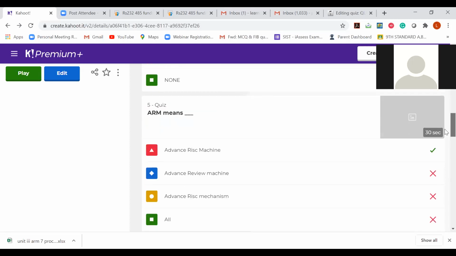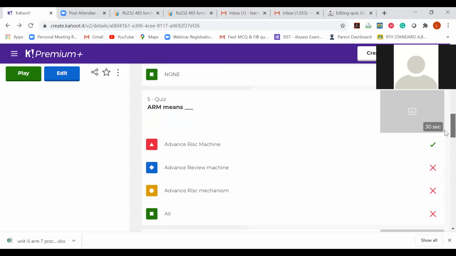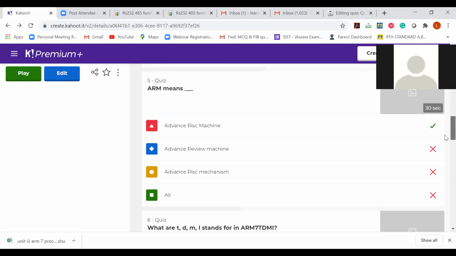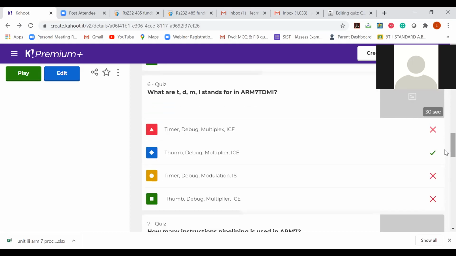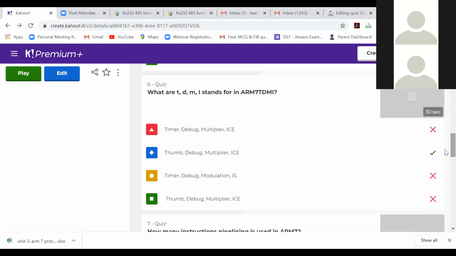Okay. ARM means, what is the full form of ARM? Advanced RISC Machine. Okay, ma'am. TDMI, what is TDMI? Thumb, Debug, Multiplier, ICE. All of this is available: Multiplier, and ICE, the in-circuit emulator, will be there.